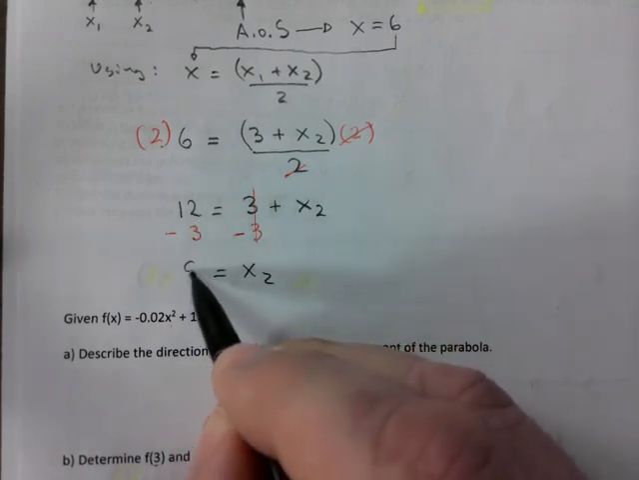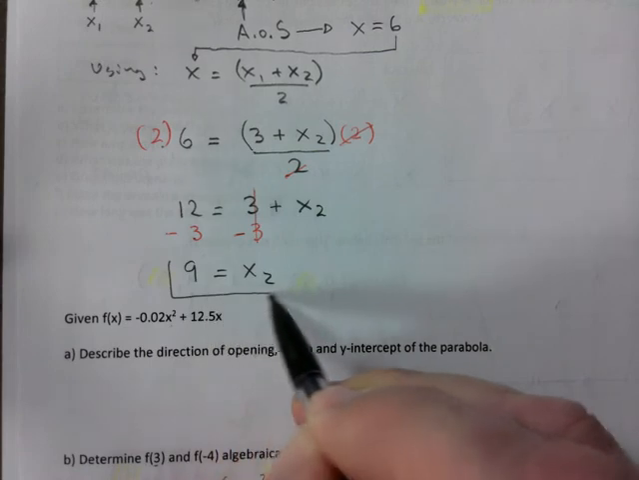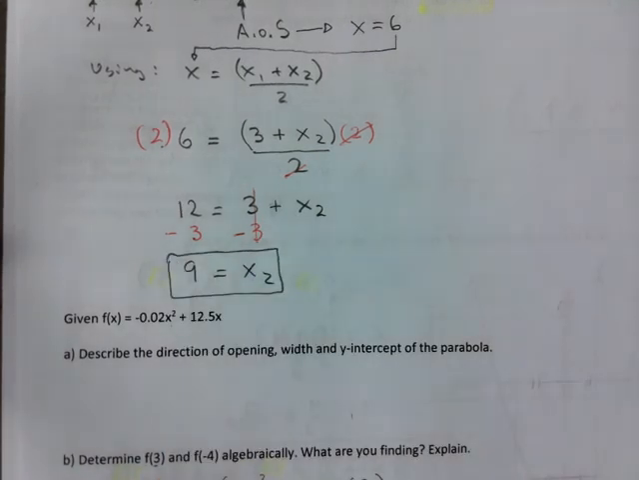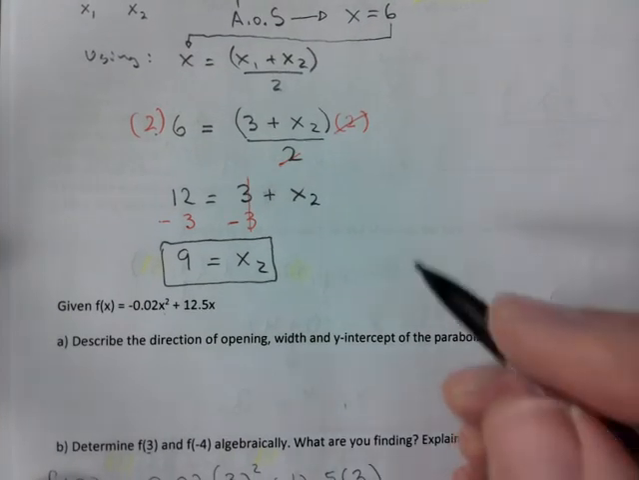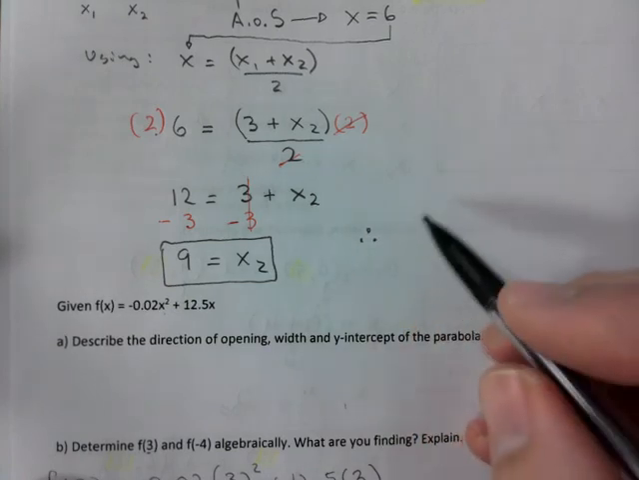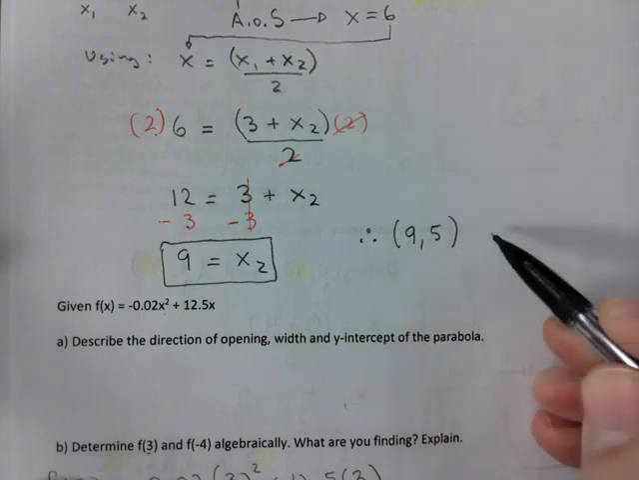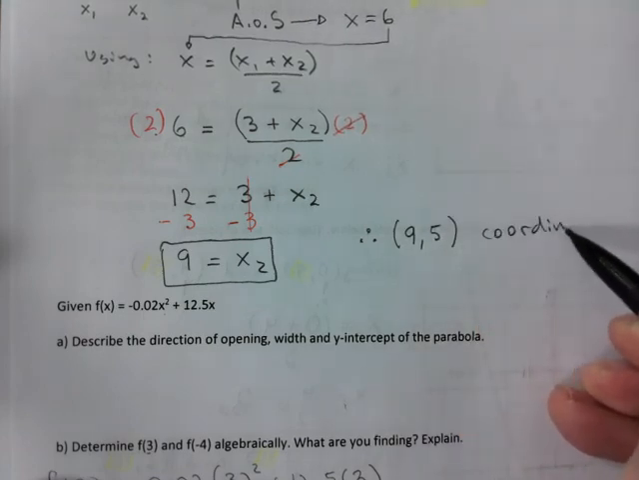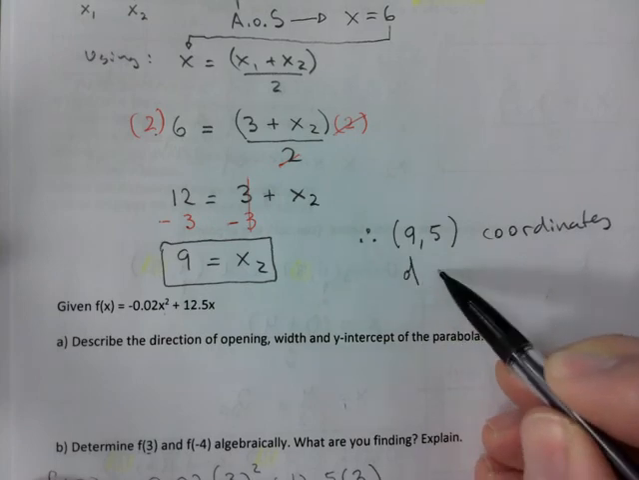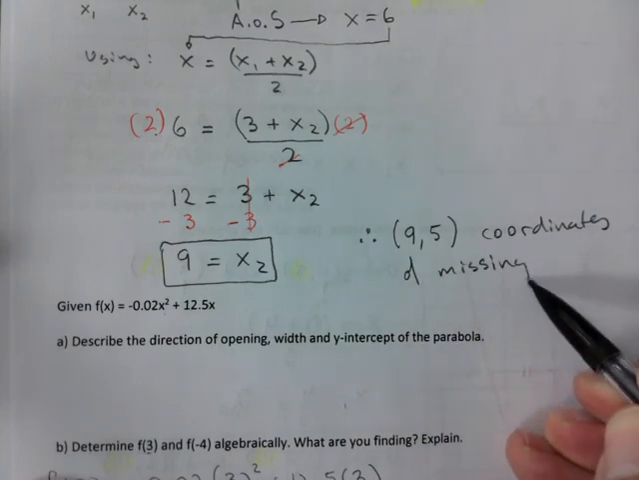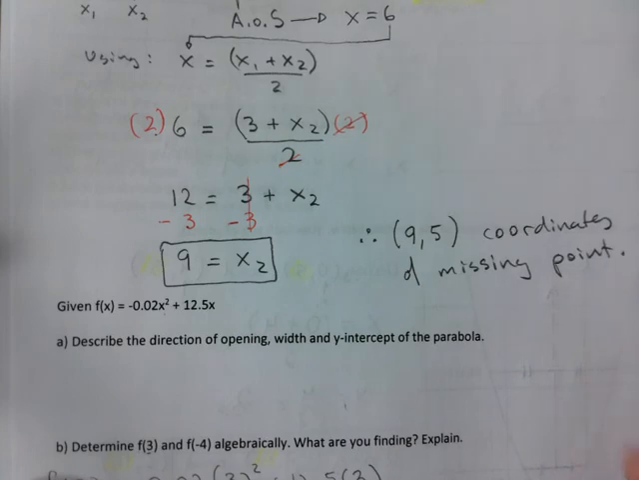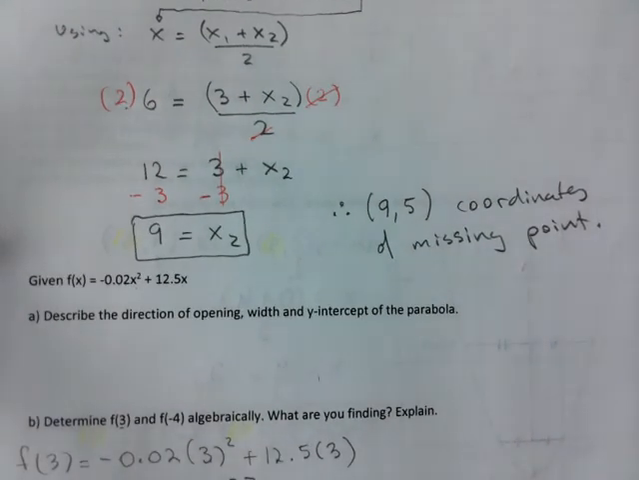And this gives you 9. Okay. So you just found that that second x value must be 9 in order for you to have that point. So therefore, it's actually (9, 5) that are the coordinates of the missing point.